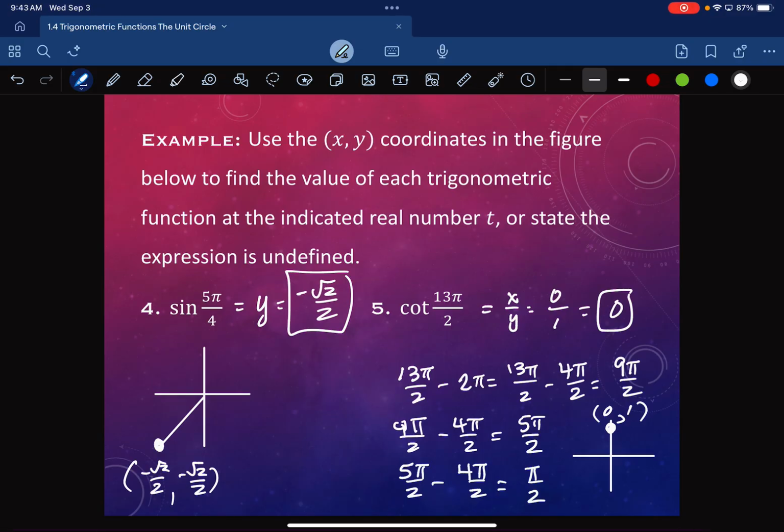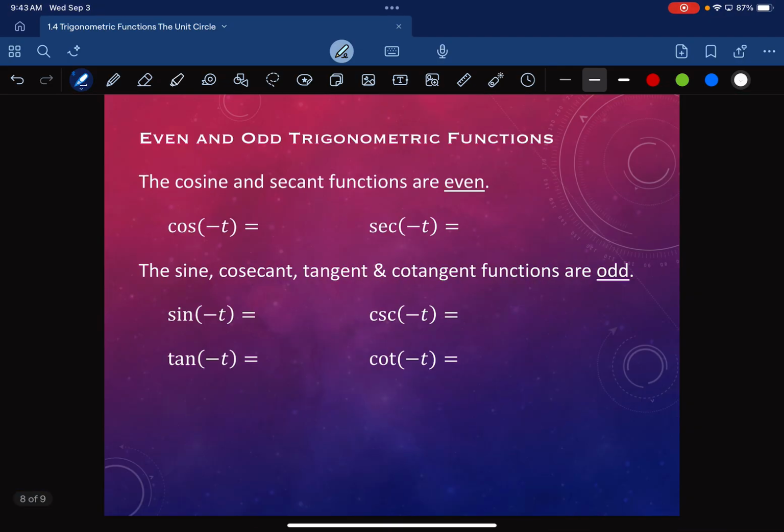Okay, the last thing in this section is even and odd trig functions. Cosine and secant are even. We're just going to write these down, and then I'm going to talk to you about what they mean. Even trig functions mean that when you take a negative angle, it's the same as taking the positive angle. So the cosine of negative 50 is the same thing as the cosine of 50. Okay? So the negative inside with the angle does not affect the secant or the cosine value. The angle inside can be negative or it can be positive and you get the same value. Okay, I'll reference the unit circle to verify that with you in just a second.